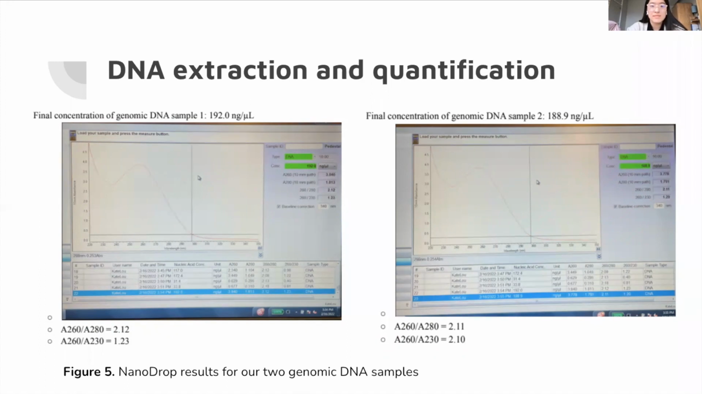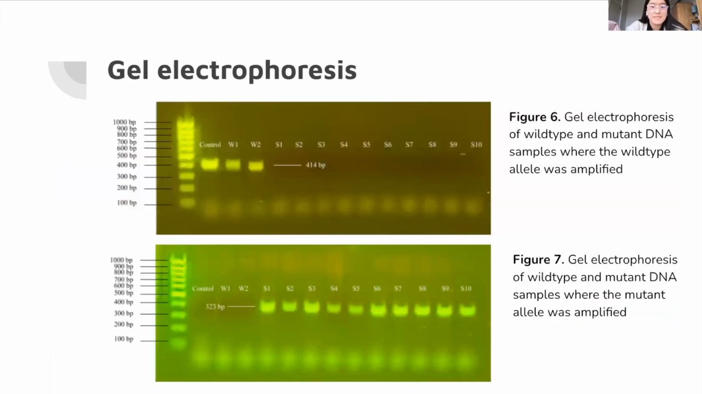Since the A260/A280 value is around 2, this means that there is a high RNA concentration in the sample. The A260/A230 was 1.23, which means it is lower than the expected value. This could be due to the fact that there's a lot of carbohydrate carryover in the sample, and this is especially common in plants.